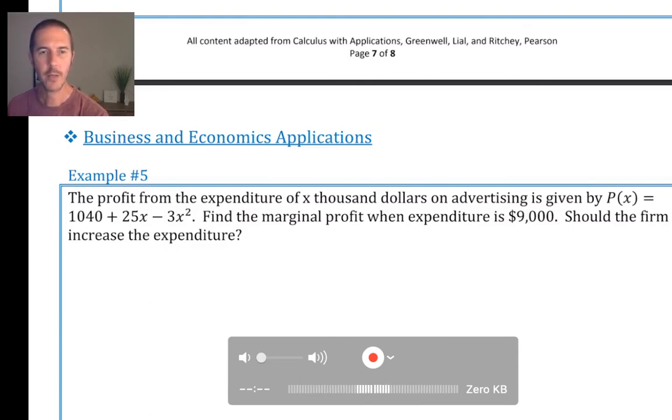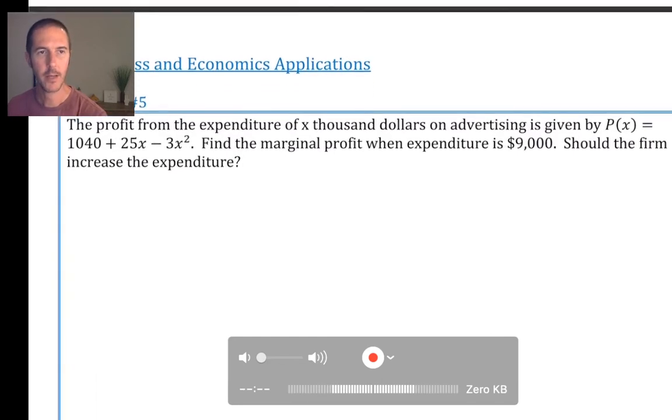So your task here is to find the first derivative, which would be the marginal profit function. Instead of f prime, that's going to be p prime. And then we'll evaluate p prime at 9,000, or just at 9, since x represents thousands of dollars. So let's, as quickly as we can, find p prime.